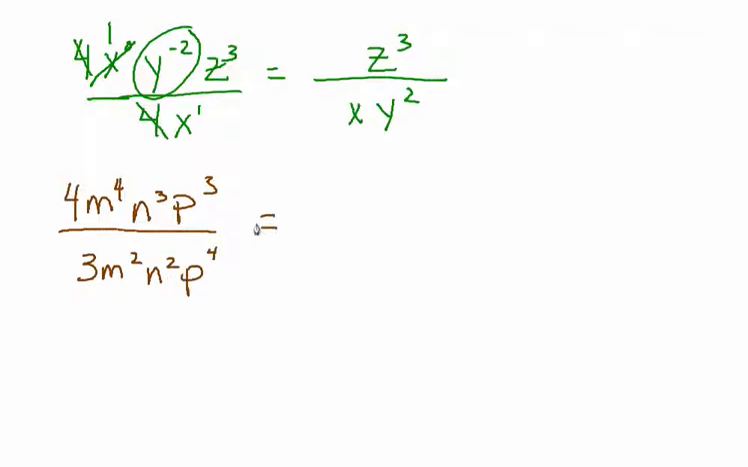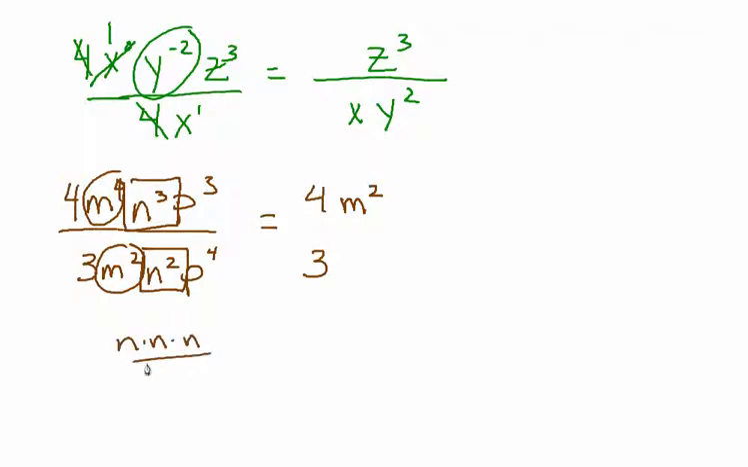Well, 4 divided by 3, there's nothing we can simplify there. So we are going to be left with a 4 and a 3 as coefficients. M to the 4th over m squared is m to the 4 minus 2, right, subtracting the exponents. Well, 4 minus 2 is 2, so we're going to get 4 times m squared in the numerator. N to the 3rd, then, divided by n squared is n to the 3 minus 2. Well, 3 minus 2 is 1, which makes sense here because we've got 3 n's multiplied together in the numerator, 2 in the denominator. So 2 pairs of them cancel out. We're left with n to the 1st power.